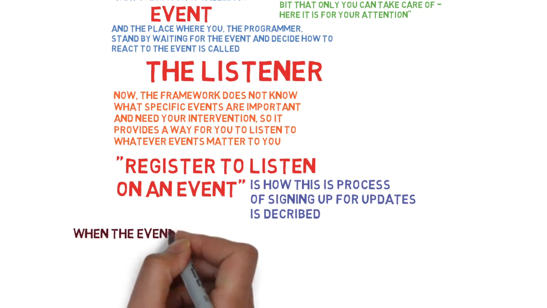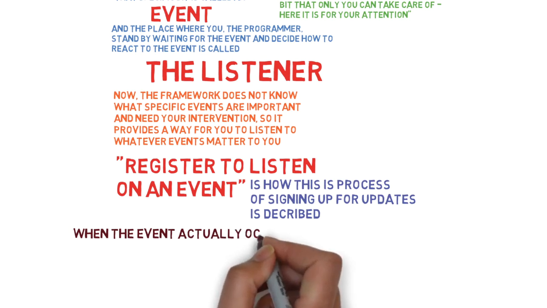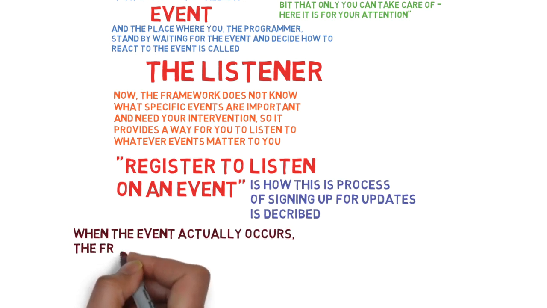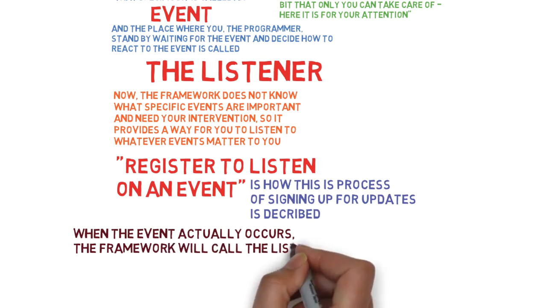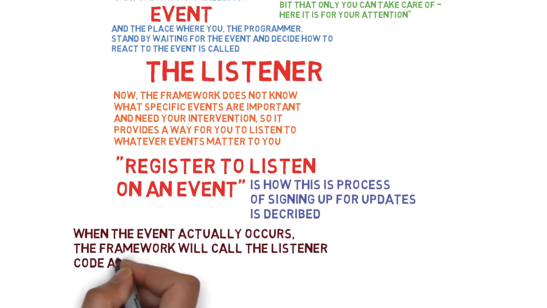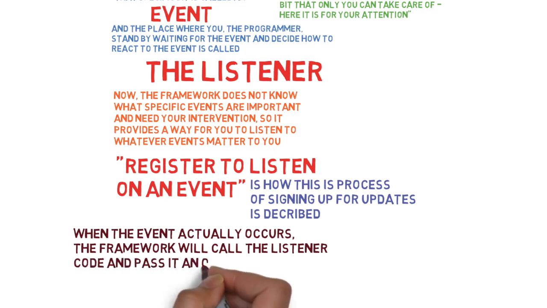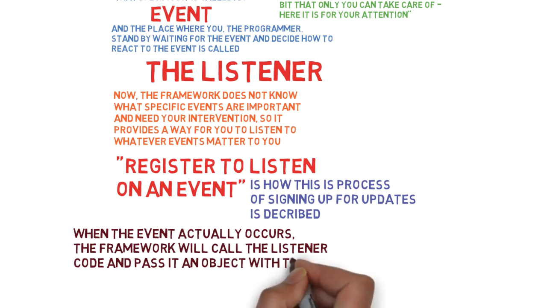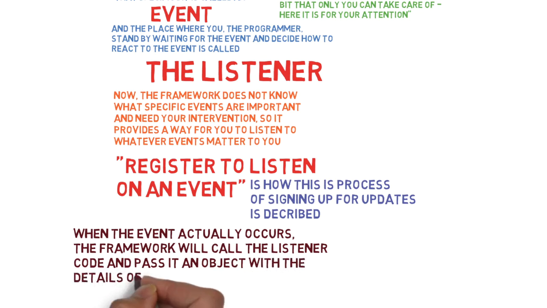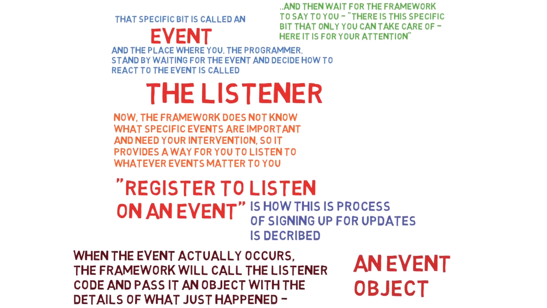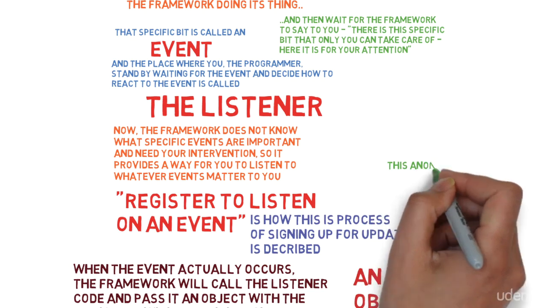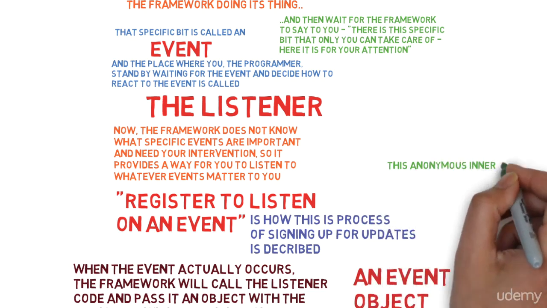The framework now knows what it is that you're interested in. When the event actually occurs, the framework will call the listener code and pass it an object with the details of what just happened. In order for you to be effective in your listener code, you need some context surrounding the event. You need to know what happened. This the framework does by passing you something that's called an event object. This event object contains all the context that you need within your listener to respond to the event correctly.